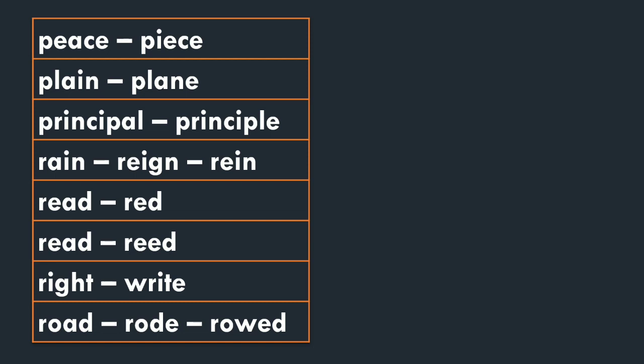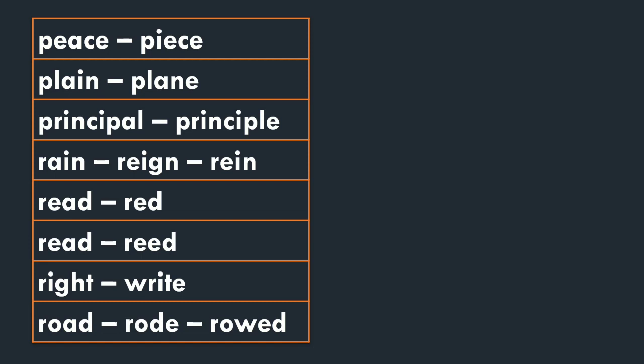Next pair is plain, with spellings PLAIN and PLANE. PLAIN means very simple, and PLANE is the short form of aeroplane. Next is principal, PRINCIPAL and PRINCIPLE. PRINCIPAL means important man or head of the institution, like principal of the college. PRINCIPLE means moral value of something.